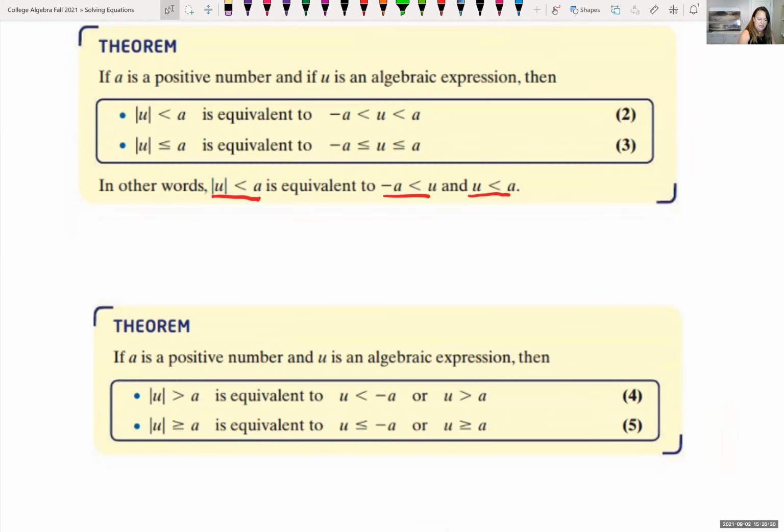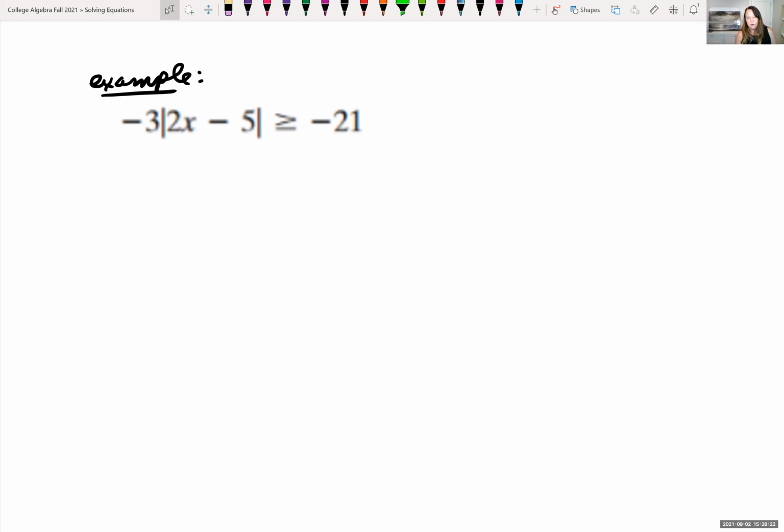So let me pull up some problems. Okay, so our first example: we have -3 times the absolute value of 2x minus 5 is greater than or equal to -21. When we're solving absolute value inequalities, the first thing you have to do is isolate that absolute value, just like when we had the equal sign. So we don't want that -3 in front of the absolute value, and we can get rid of it by dividing both sides by -3.